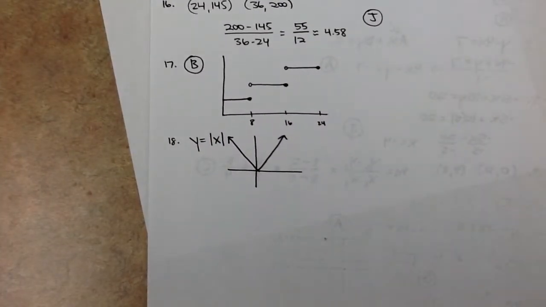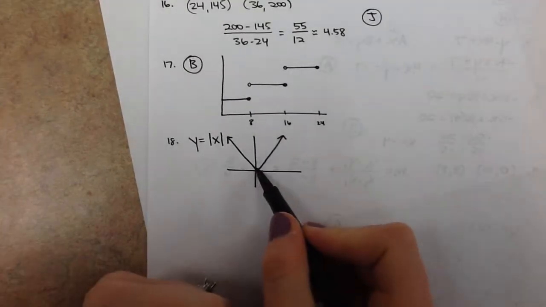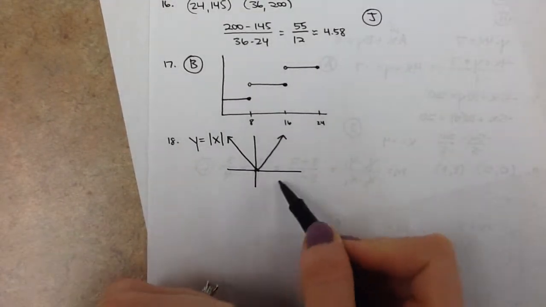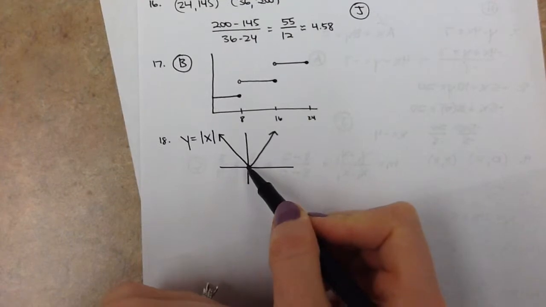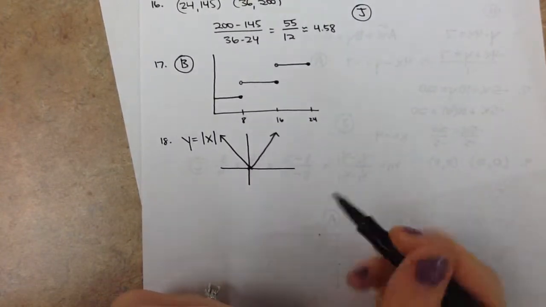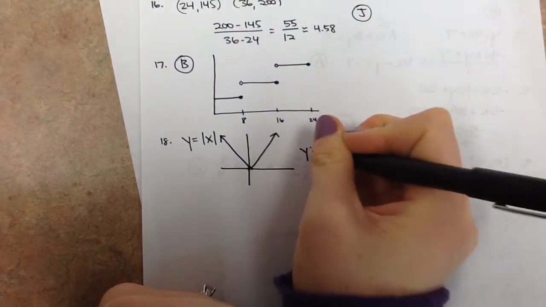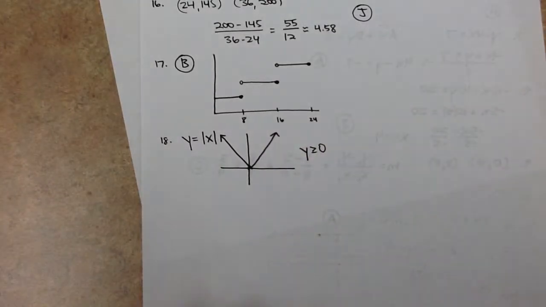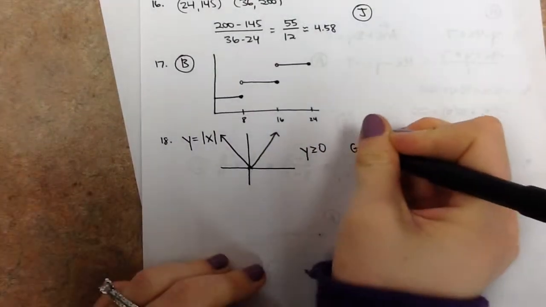So the range is all the possible y values. This is the lowest possible y value. Notice you don't have any y values down here at all. So starting with 0, it can only go up from there. So that would be any y value has to be greater than or equal to 0. And if you're looking at the options, that would be letter G.